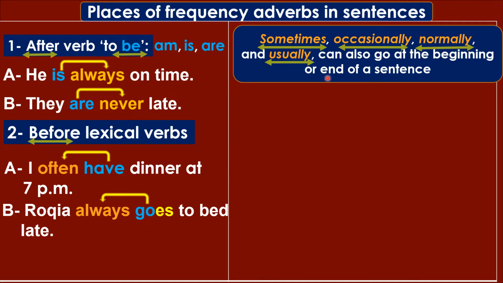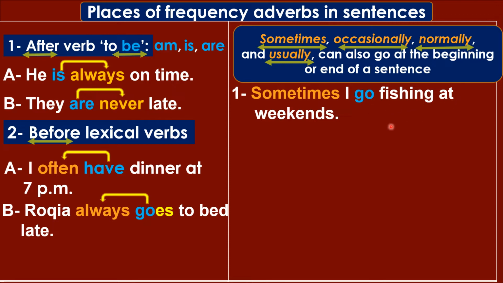So sometimes, occasionally, normally, and usually, in addition to coming in the middle, or here in this case before the lexical verb, they can come or go at the beginning or at the end of a sentence. Let's have a look at some examples.